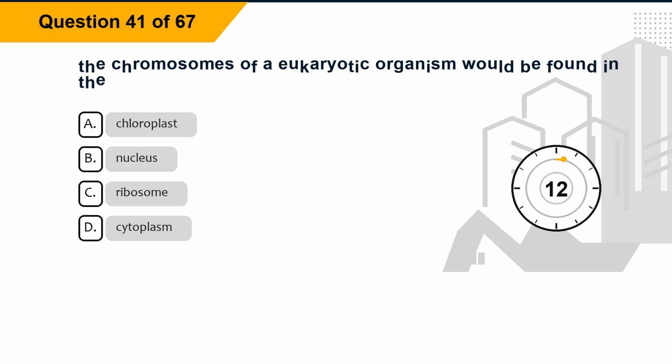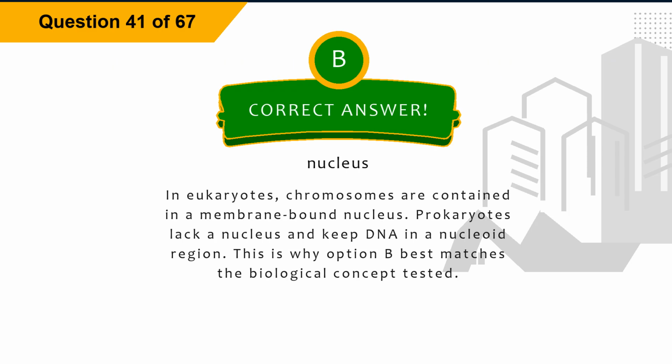Question 41. The chromosomes of a eukaryotic organism would be found in the: Option A, chloroplast. Option B, nucleus. Option C, ribosome. Option D, cytoplasm. The correct answer is option B, nucleus. Explanation: in eukaryotes, chromosomes are contained in a membrane-bound nucleus. Prokaryotes lack a nucleus and keep DNA in a nucleoid region. This is why option B best matches the biological concept tested.